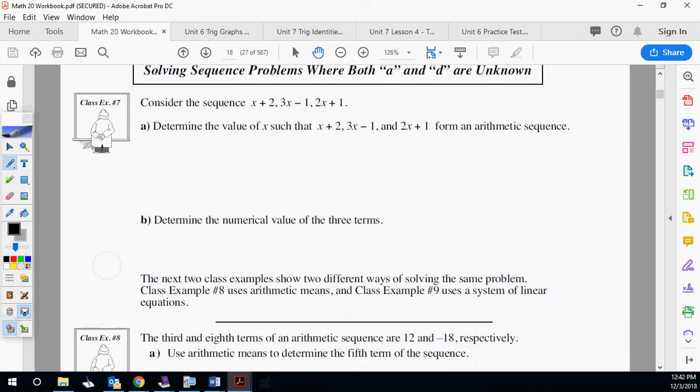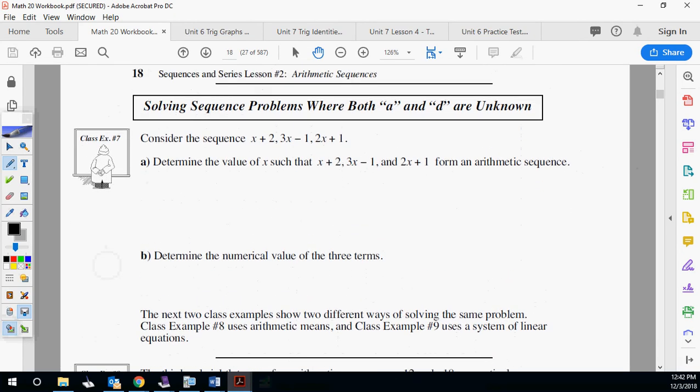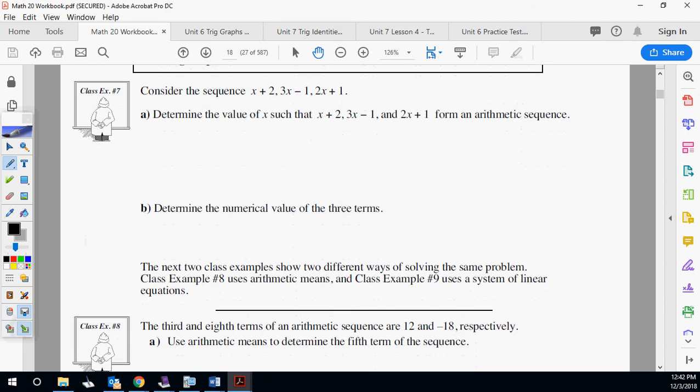Okay, solving sequence problems where a and d are unknown. So when you have 2 missing variables, back to math 10, what do you do when you have 2 variables that are missing? You have to do a little bit more of a system of equations, like a little bit more elimination or substitution type stuff. Okay? All right, so here's the deal.